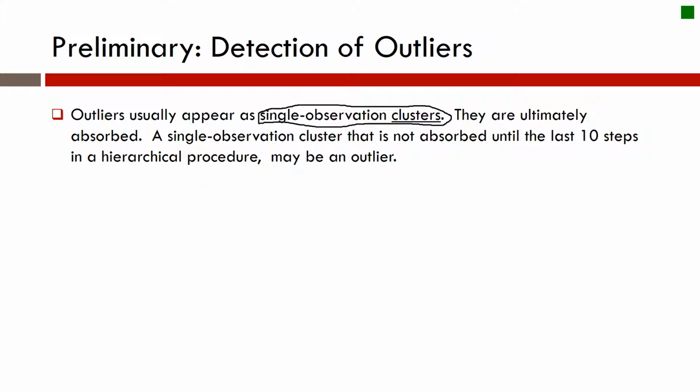So one of the rules is a single observation cluster. So a single one observation in a cluster that is not aggregated into the other clusters until at least 10 steps in may be an outlier. So that's one of the rules that we can think of, one of the rules of thumb to go by.